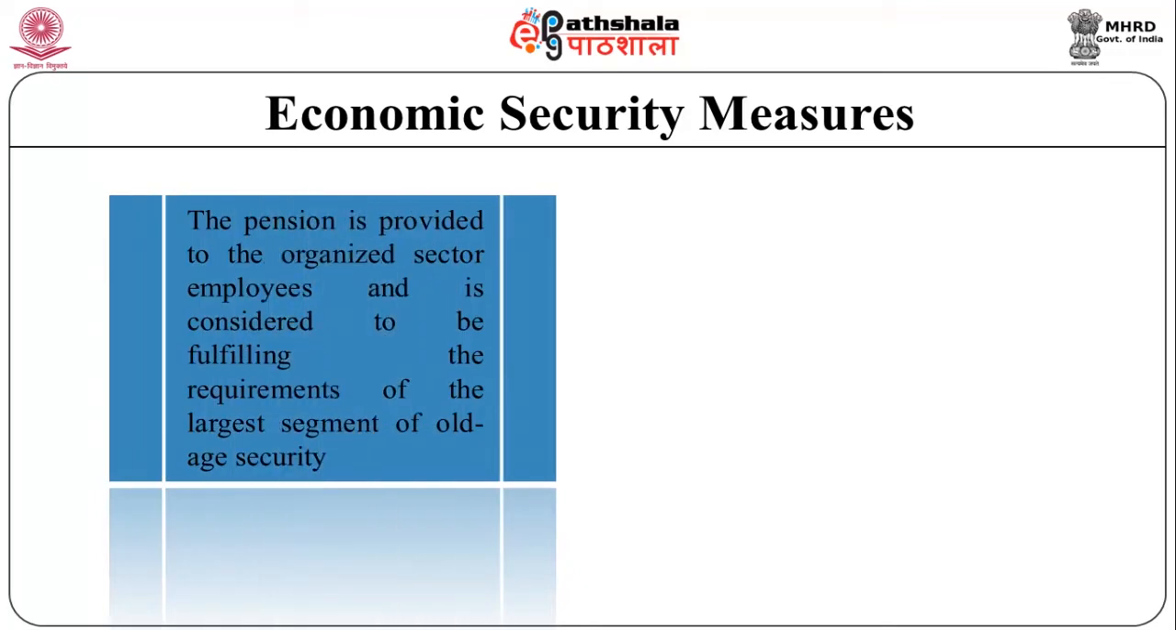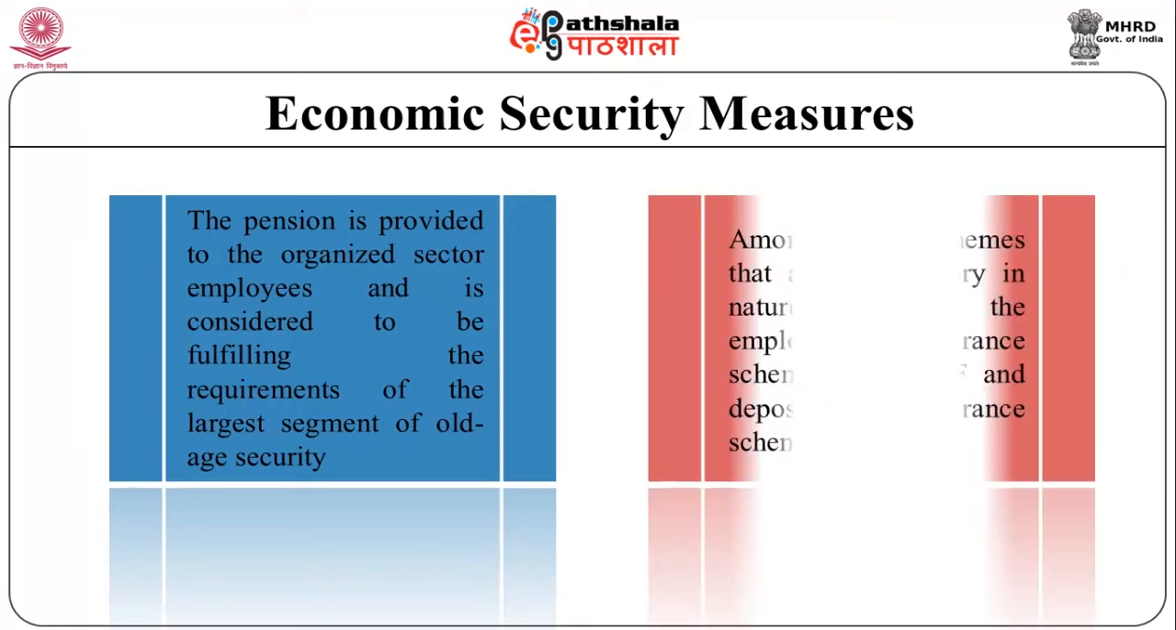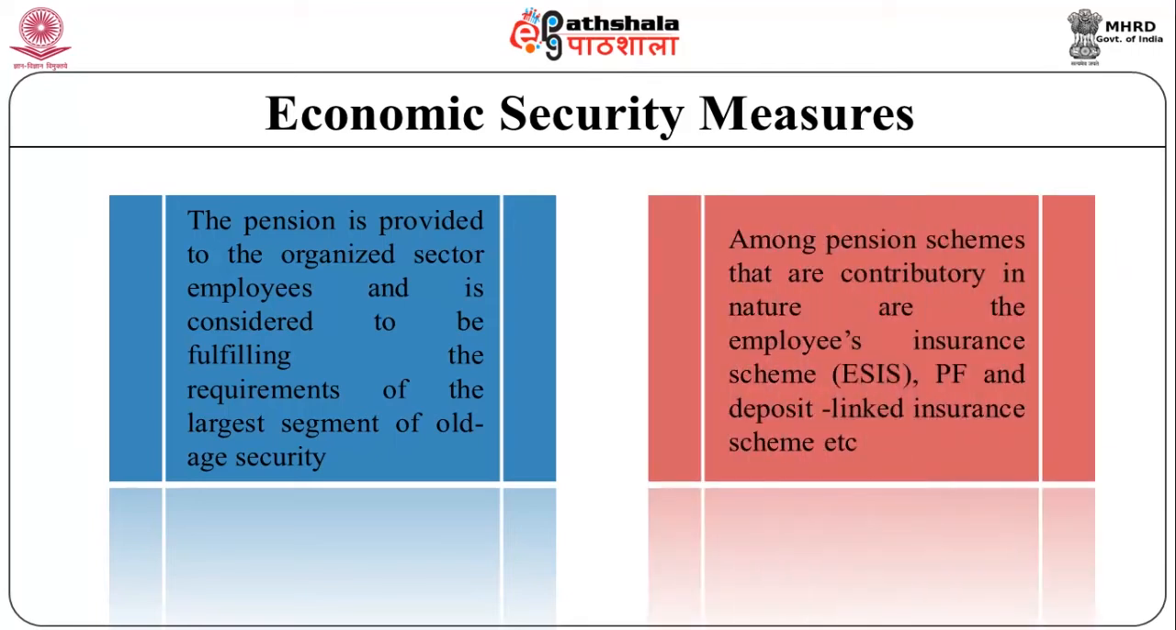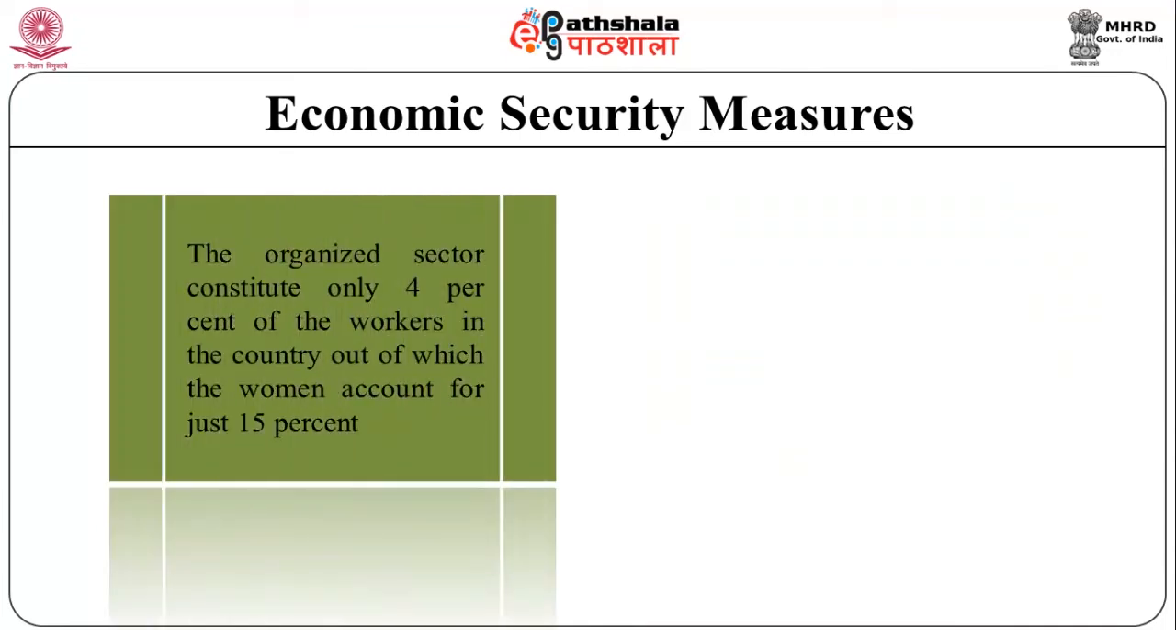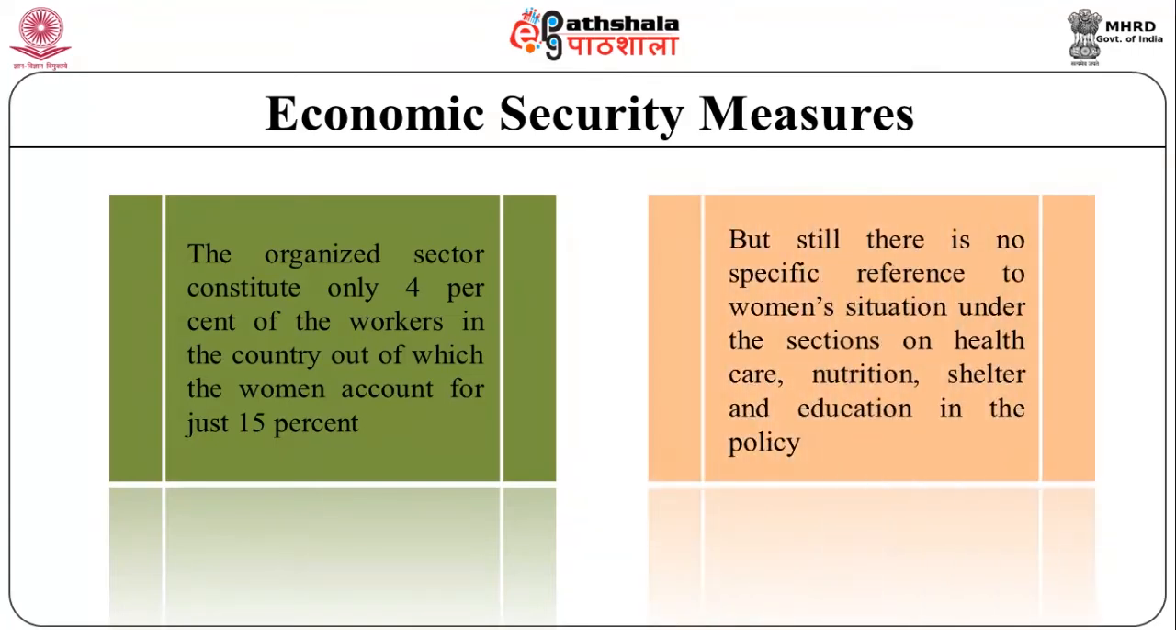The pension is provided to the organized sector employees and is considered to be fulfilling the requirement of the largest segment of the old age security. Among pension schemes that are contributory in nature are the employees insurance schemes, ESIS, PF and deposit linked insurance scheme, etc. The organized sector constitutes only 4% of the workers in the country, out of which women account for just 15%. But still, there is no specific reference to the women's situation under the section on healthcare, nutrition, shelter and education in the policy.